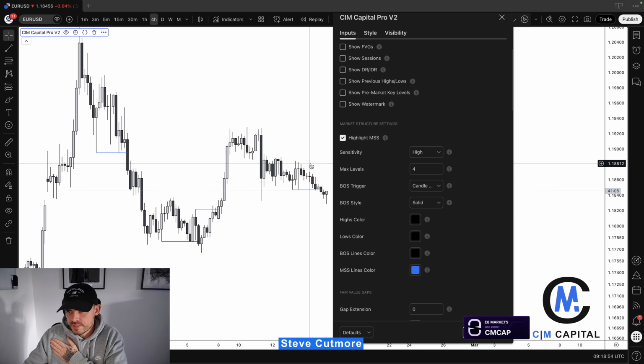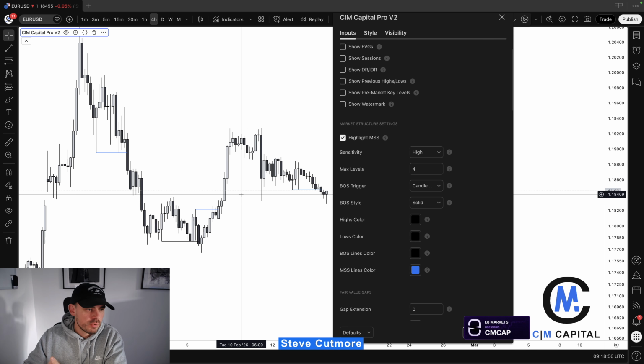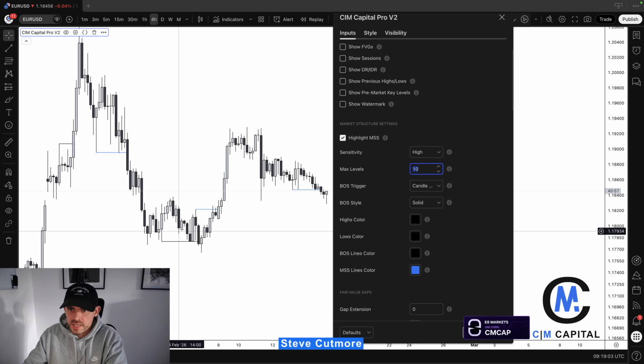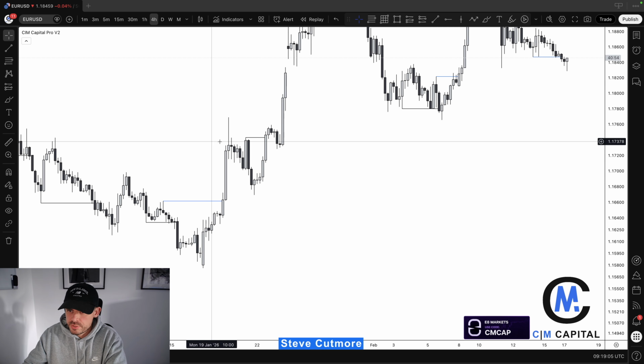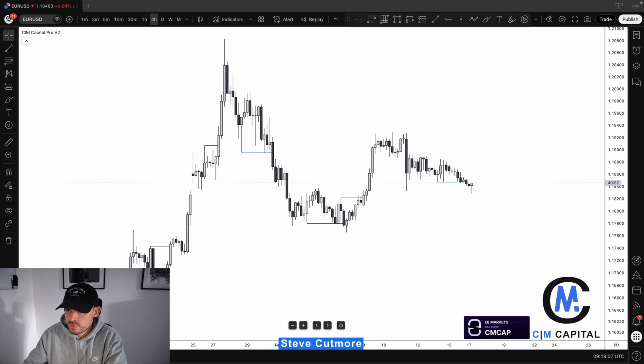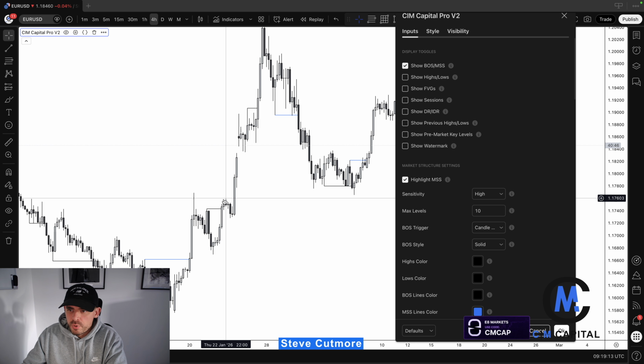The blue lines and the black lines are your breaks of structure and your market structure shifts. So let's up that. You can go up to max levels of 10, so it'll plot more levels. As you can see here, it's just plotted more and more levels. And it's very simple.